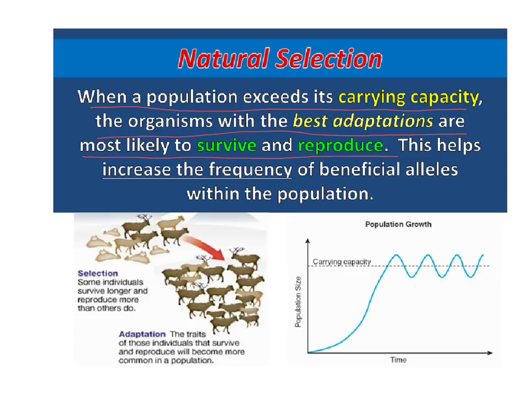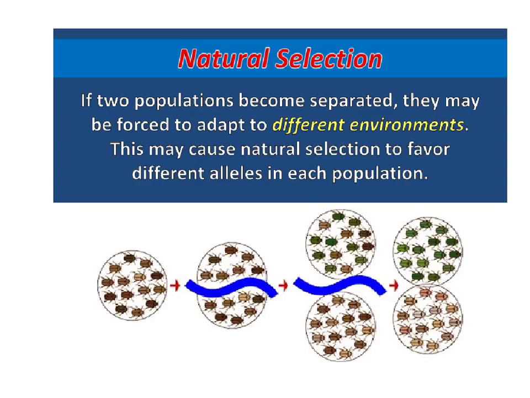And when they do, they can survive and reproduce. This helps increase the frequency of the beneficial alleles within the population. If two populations become separated, they may be forced to adapt to different environments.